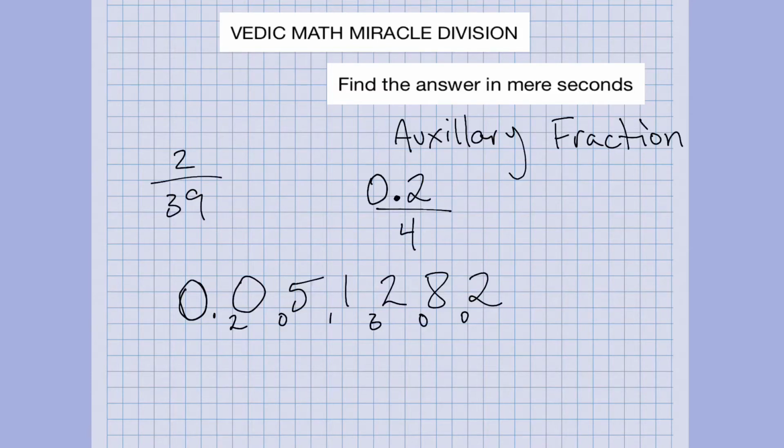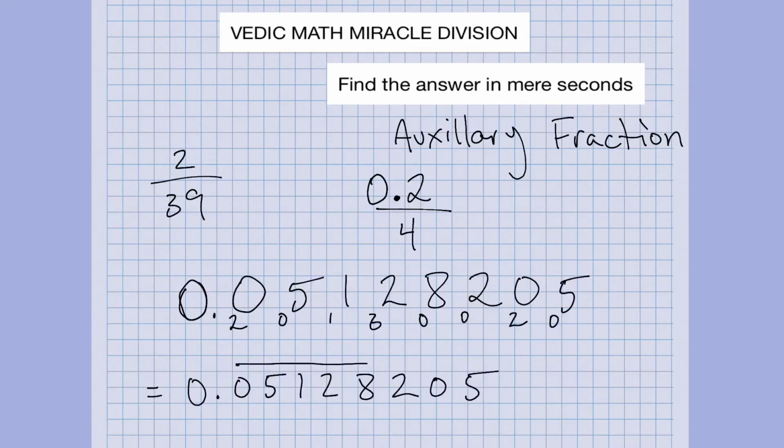Now it starts to repeat. 4 goes into 2 0 times with 2 left over. 4 goes into 20 5 times with 0 left over. See, we start to repeat, so we get our answer really fast: 0.0512820, and it just keeps repeating. This is a repeating decimal. This is our auxiliary fraction technique for our Vedic Math Miracle Division. I'll show you another problem here.